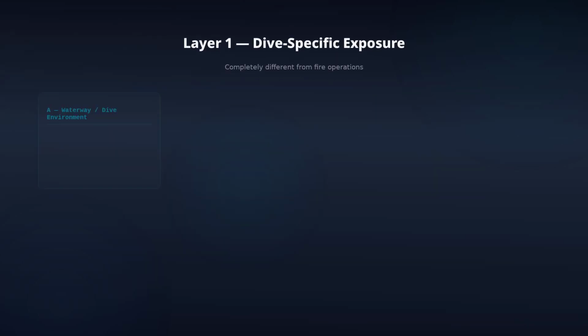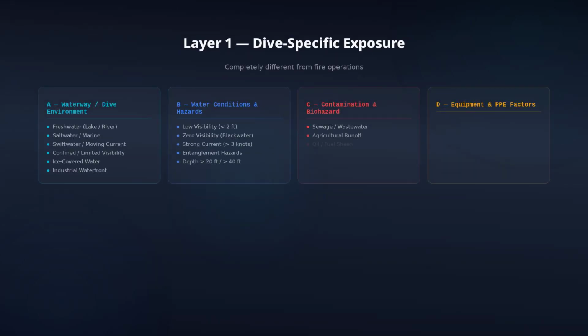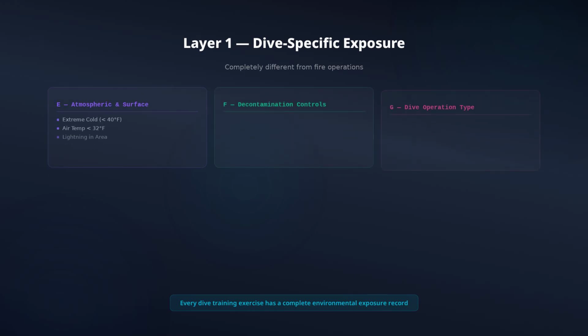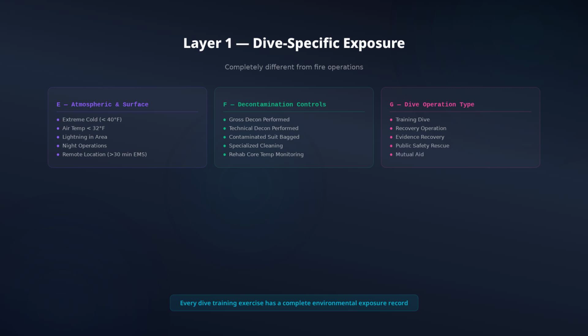The Layer 1 exposure documentation in the dive module is completely different from fire operations. Instead of building types and fire behavior, Dive Layer 1 captures waterway environment characteristics: freshwater versus saltwater, swift water conditions, confined spaces, ice-covered water, and industrial waterfront exposure. It also includes water conditions like visibility, current strength, entanglement hazards, and depth. Contamination and biohazard risk, equipment factors, and atmospheric conditions are all captured at the incident level. This ensures every dive training exercise has a complete environmental exposure record.